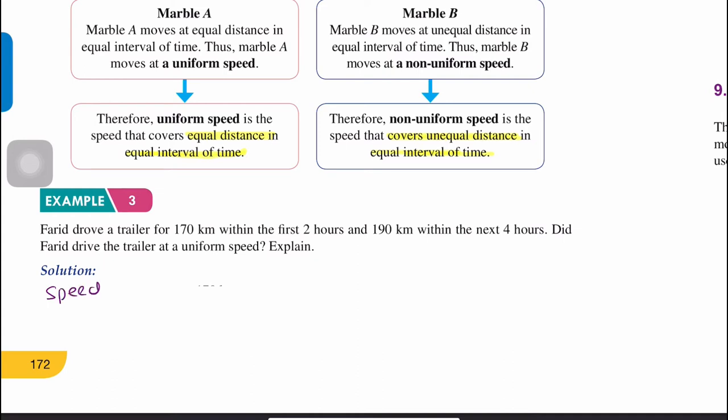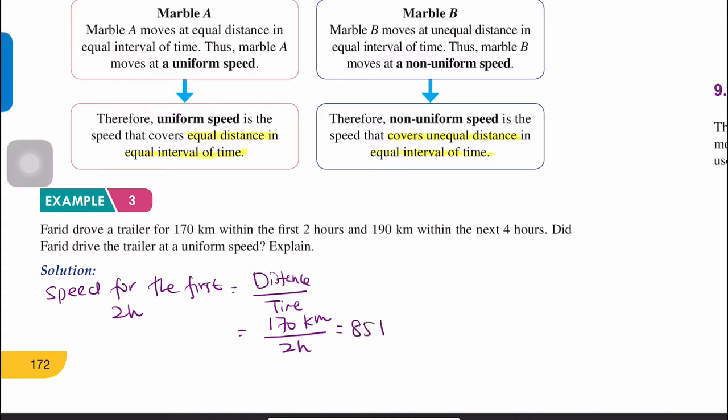Speed for the first 2 hours. So the first 2 hours is tadi speed apa? Total distance over time, betul? So the distance is 170 km and 2 hours, and calculate, press your calculator, so you get 85 km/h.